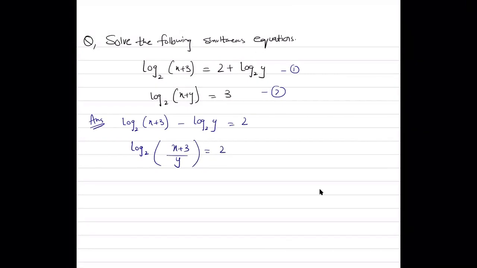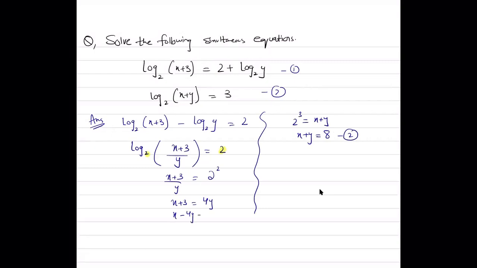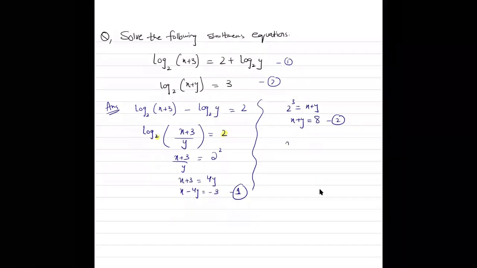Once you have expressed this as a single log, you convert it into an exponential equation. So x plus 3 over y is going to be 2 square. So 4y equals x plus 3. From the second equation, 2 to the power of 3 equals x plus y, so x plus y equals 8. That's my second equation. And x minus 4y equals minus 3, that's my first equation. Solve them simultaneously and get me the values of x and y. I can just verify it from the calculator, whereas you can solve it.